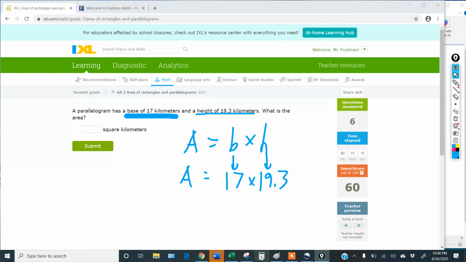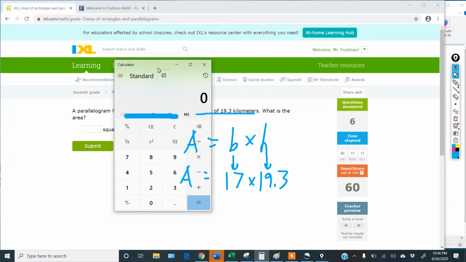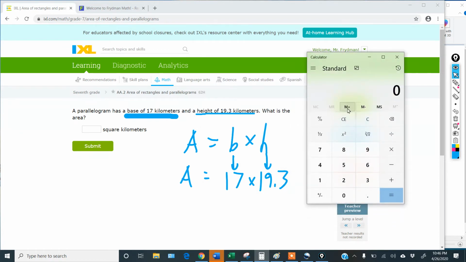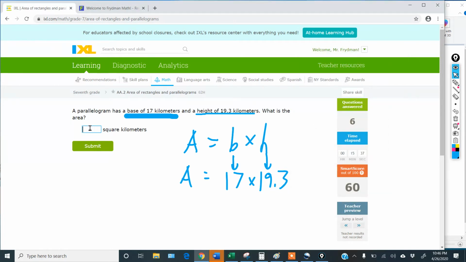And I don't care if you use a calculator for these problems. This is not really testing your ability to multiply numbers. It's really testing your ability to understand how to find the area of parallelograms. So I don't care if you use a calculator for this one. I'm going to do it. So 328.1 square kilometers would be the answer there.